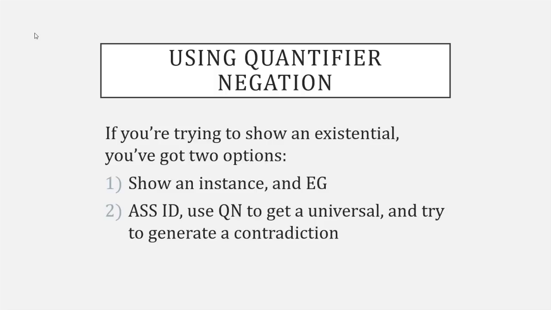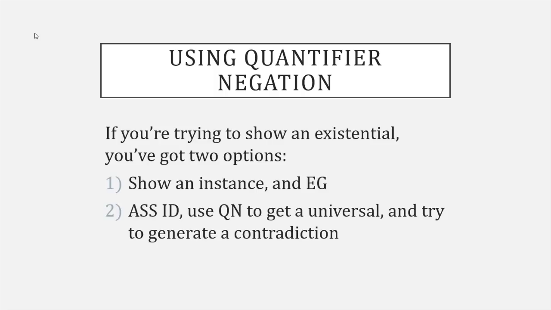Notice that these are not mutually exclusive strategies. If you start off by assuming ID and using quantifier negation, the option of building an instance is always still available to you. So you start an indirect derivation, and you stumble upon a way of building the instance, then you just close it off with a direct derivation and pat yourself on the back. That's fine.